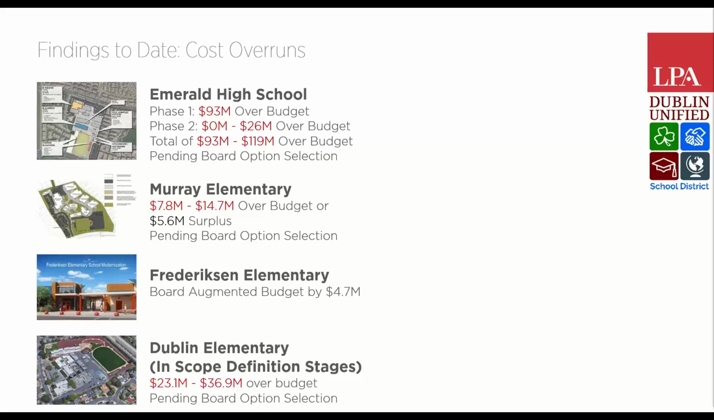So the board has 4 options available. At this next board meeting coming up, all 4 of those options will be reviewed again, and we're going to ask the board to make a decision on one of those 4 options, so we can move forward with that Murray Elementary. Thanks, Thomas.